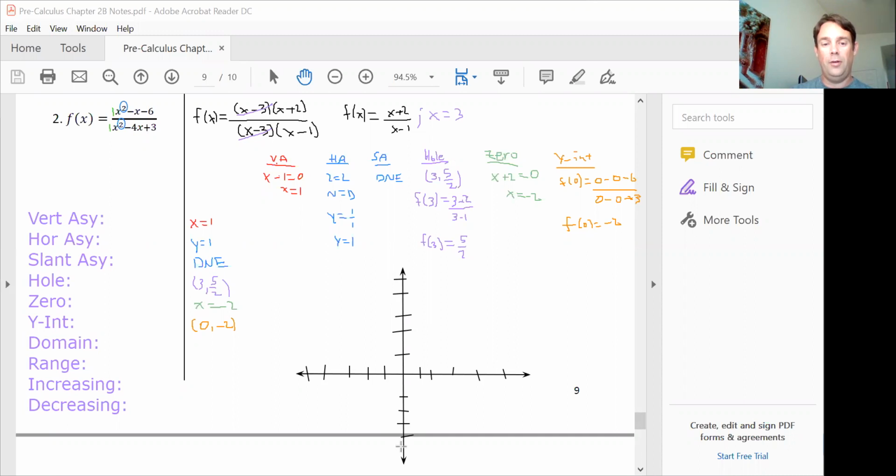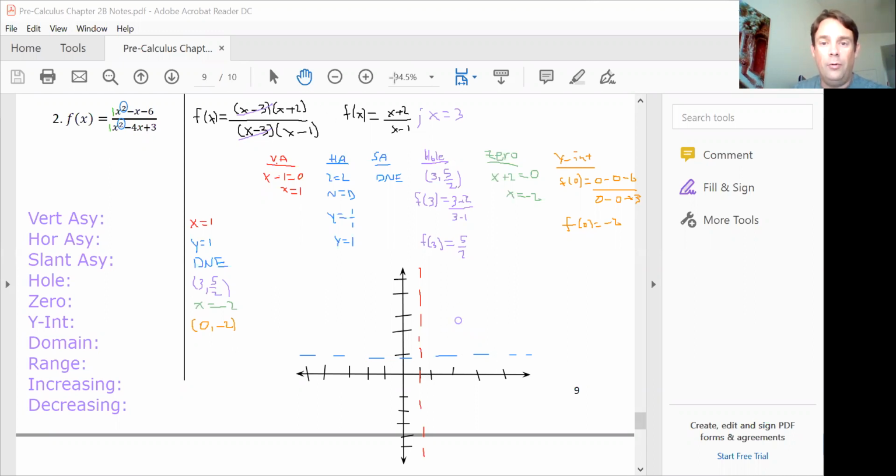All righty, friends. So I had a vertical asymptote when x equaled 1. Let's plug that in there. A horizontal asymptote when y equaled 1. And I had a hole at 3, 5 halves. So 1, 2, 3, 1, 2, 5 halves would be right about there.